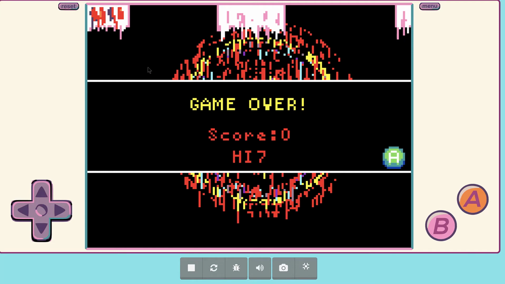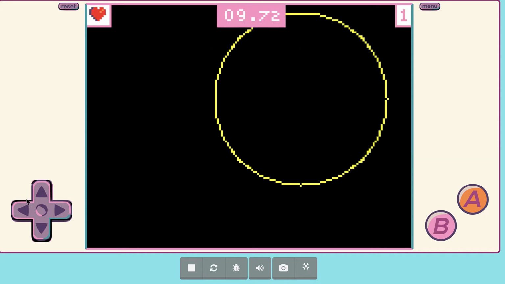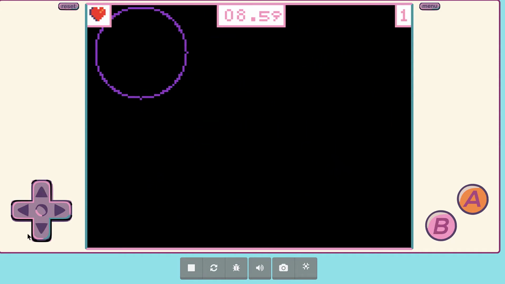Okay, so now let's recap the controls. Reset starts the game over. B bypasses the instructions. A lets you read the instructions. Up arrow adds a hoop. Down arrow removes a hoop. We haven't tried down arrow, so let's just try that. Okay, we'll add one, remove one.